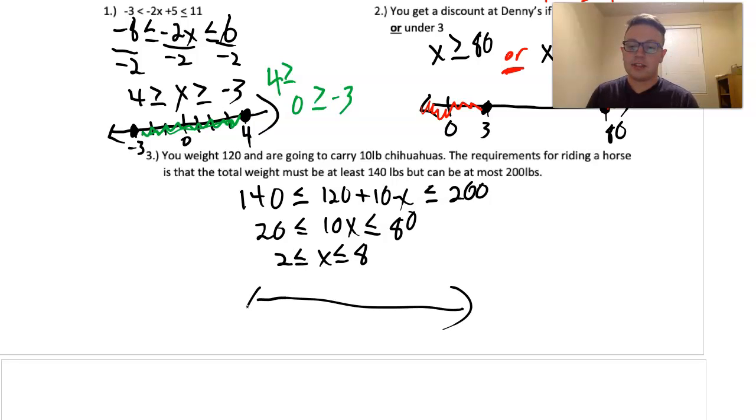Now let's graph this. So we have 8 here, we have 2 here. Let's choose a number in between to see if that works out. Is 5 going to work? So is 2 less than or equal to 5, which is less than or equal to 8? That does work out, meaning that this is our area. And I forgot to put in my dots. So that's our solution.